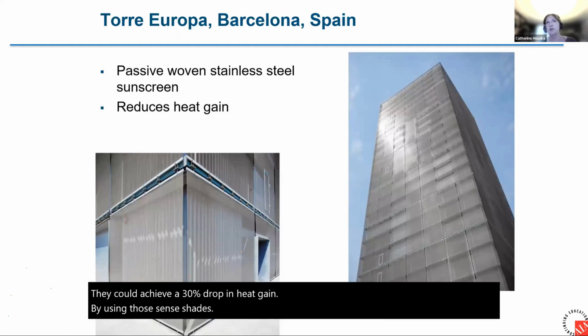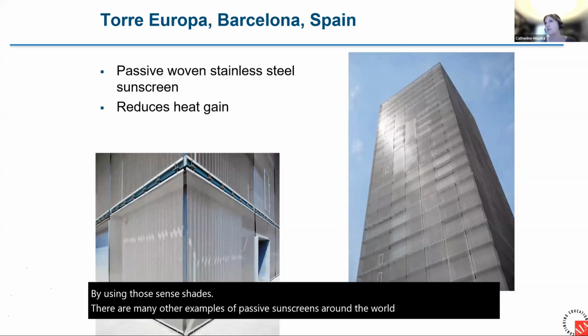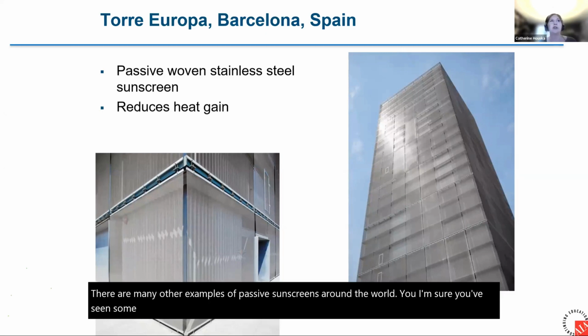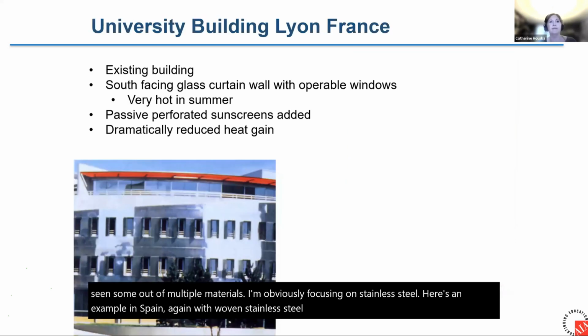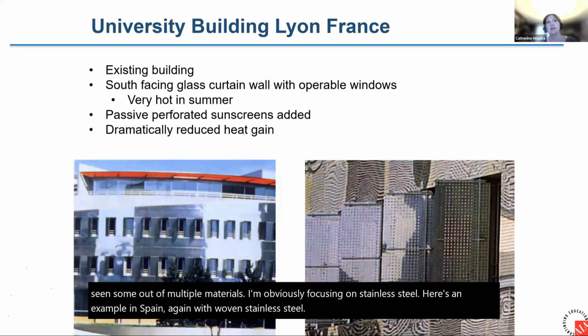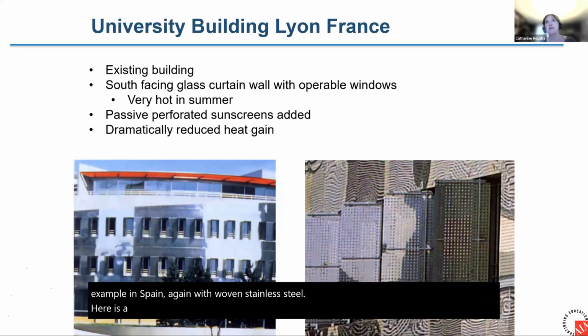There are many other examples of passive sunscreens around the world. I'm sure you've seen some out of multiple materials. I'm obviously focusing on stainless steel. Here's an example in Spain, again with woven stainless steel. Here is a variation on an operable sunscreen. In this case, it's manual.